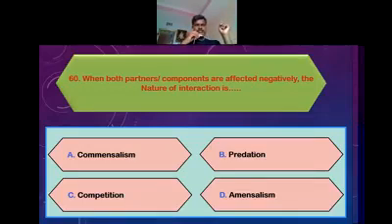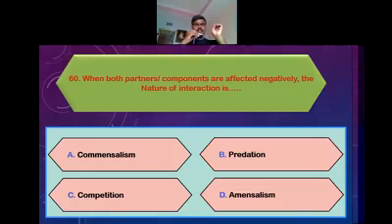And the fourth type of interaction is amensalism. Amensalism is a type of interaction between two organisms where one organism is affected and the other is neither benefited nor harmed. These are the different types of interactions that we have studied in the theory class. Now, read the statement that is being given.